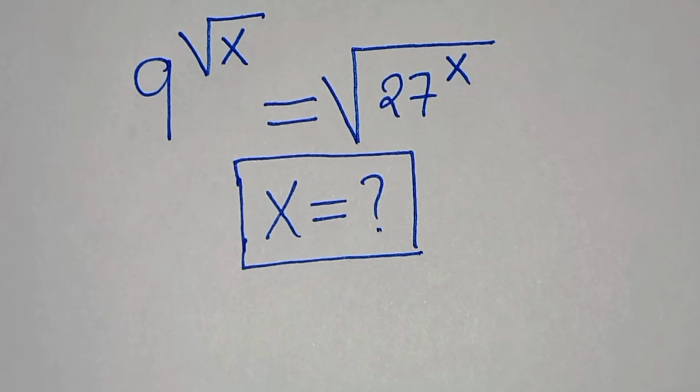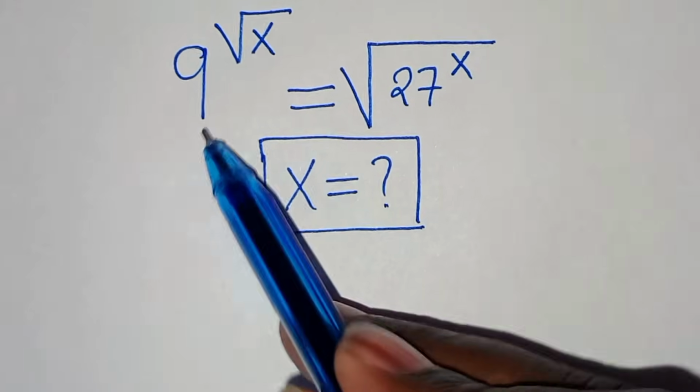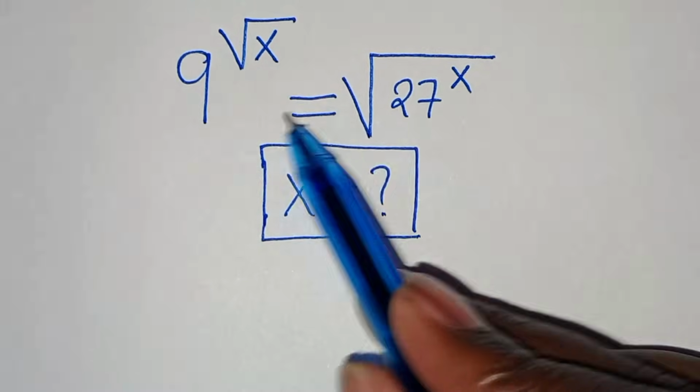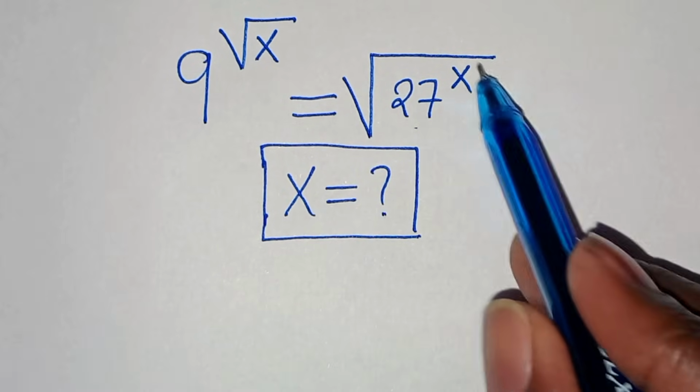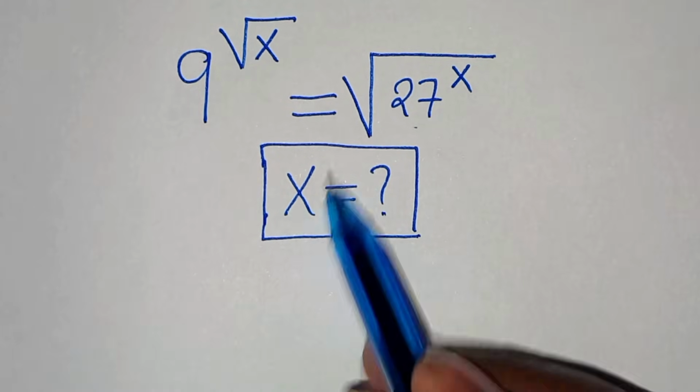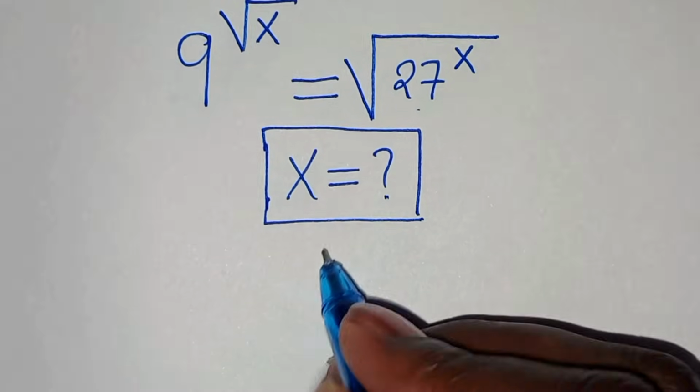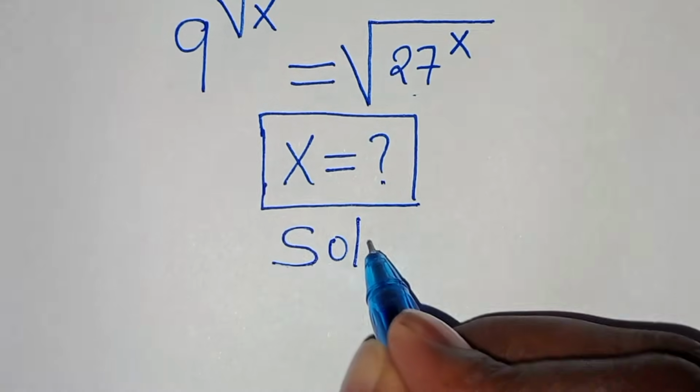You're welcome to solve this nice math problem, which is 9 to the power of square root of x equal to the square root of 27 to the power of x. So what is the value of x, or what are the values of x? Let's provide a solution from here.